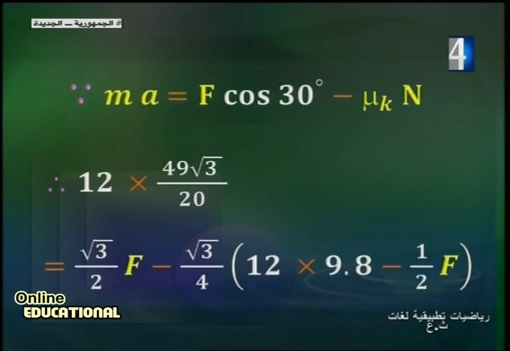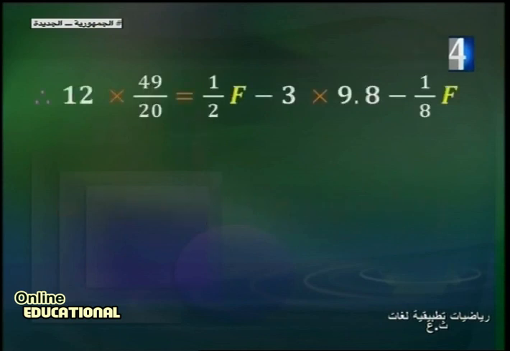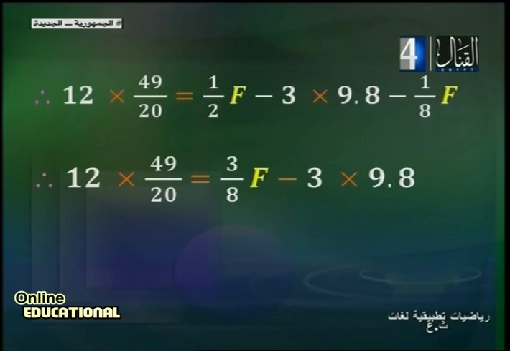Divide both sides by root 3, then 12 multiply 49 over 20 equals half F minus quarter multiply between two brackets 12 times 9.8 minus half F. The left hand side 12 times 49 over 20 equals half F minus 3 times 9.8 minus 1 over 8 F. We can use the calculator to find the value of the force F, which equals 94.08 Newton.